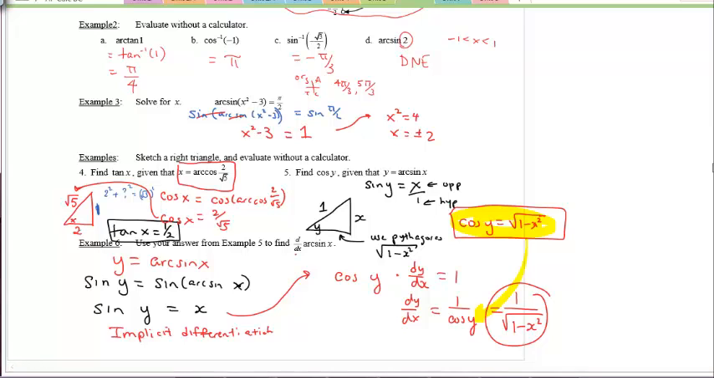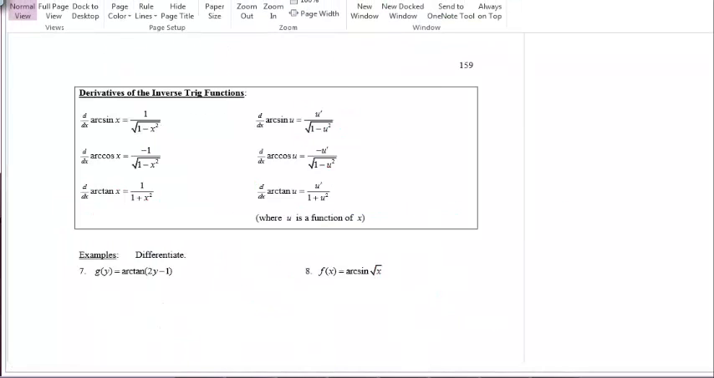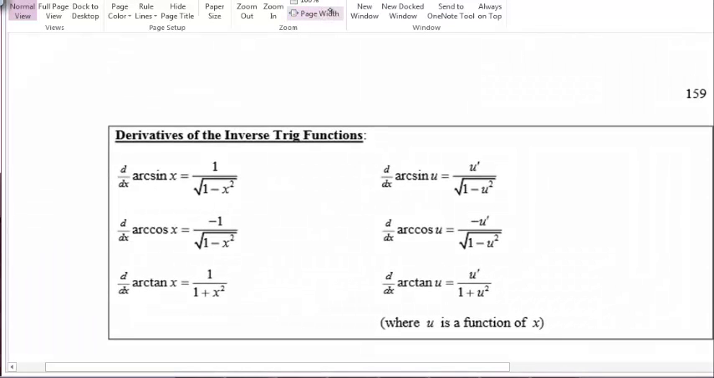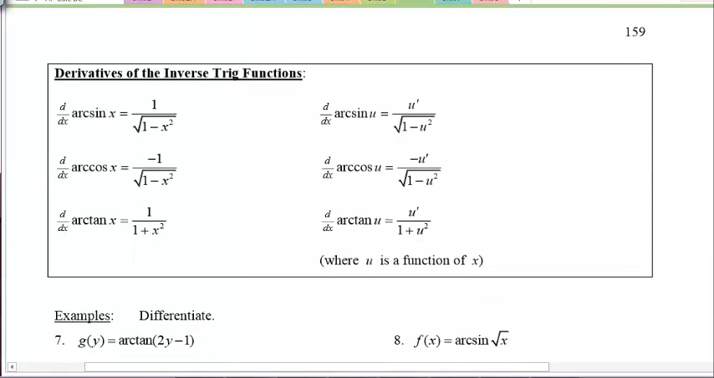So, turn the page, dear friends. And now I want you to see a box of information that, of course, you need to memorize. So I just proved this from the previous page. Okay? You also need to know arccos, and using a similar proof, you'll be able to see that it's negative 1 over the square root of 1 minus x squared. And for arctangent, using a similar way to prove, you'll see that it's 1 over 1 plus x squared.